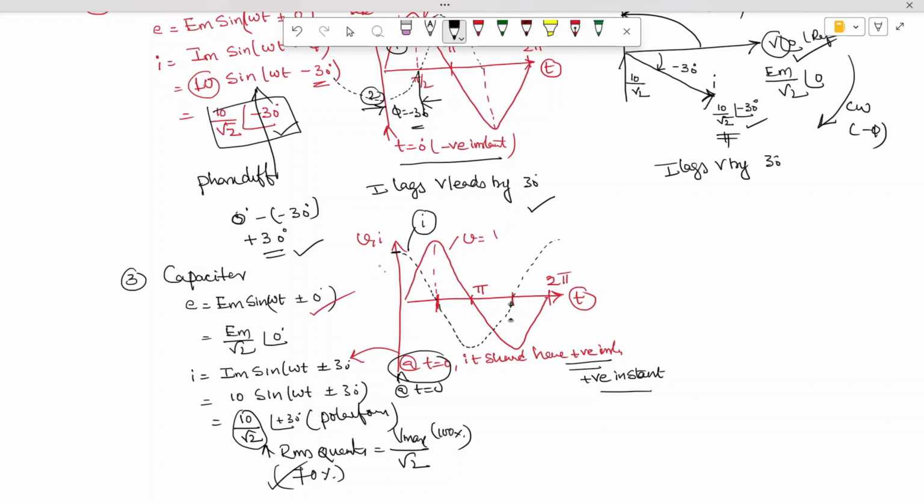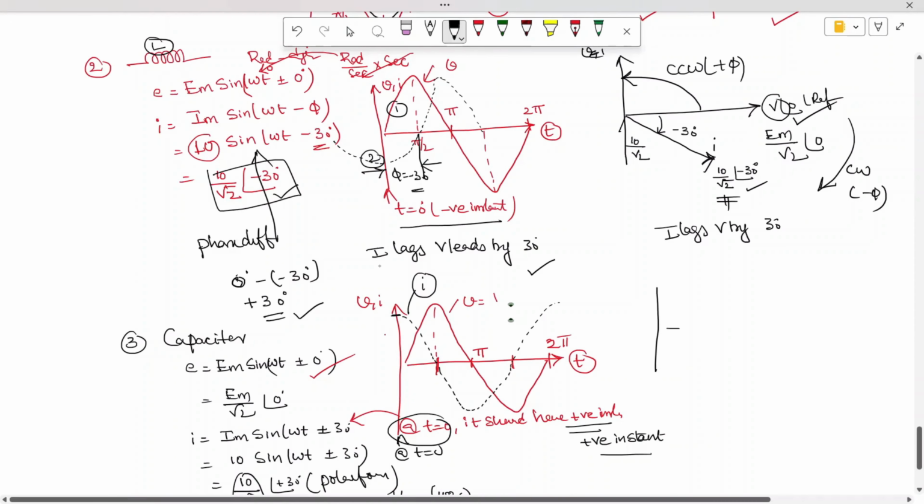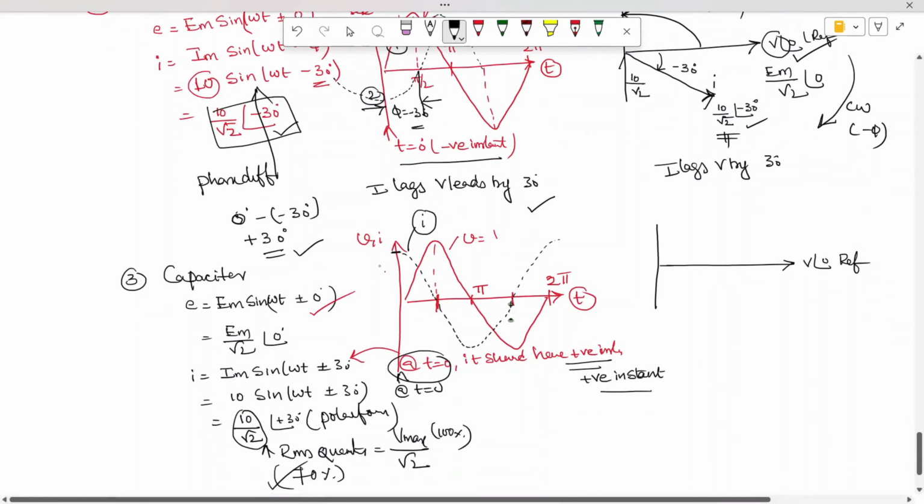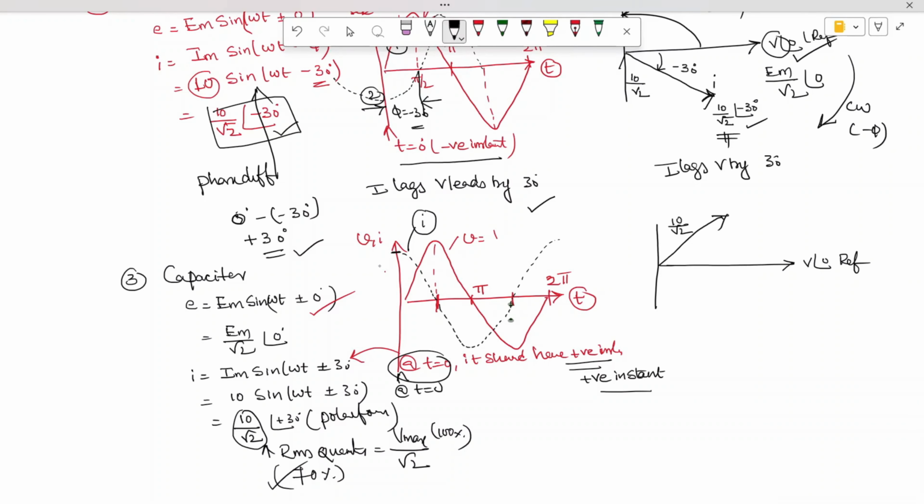If you want to draw it in one more fashion, here I'm taking voltage at an angle 0, which is nothing but the reference. Here I get the current, which is 10 by root 2, and whenever it travels in the counterclockwise direction, the angle is plus 30. In polar form, this is 10 by root 2 at an angle of 30 degrees. Here you can see voltage, and this is the current. I can say current leads voltage by an angle of 30 degrees.